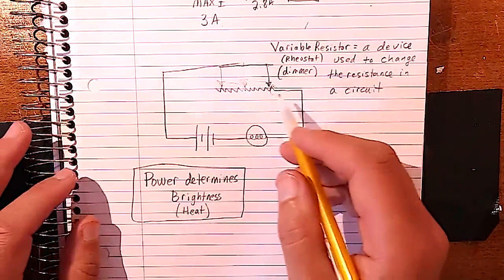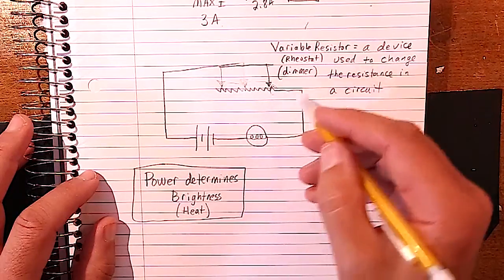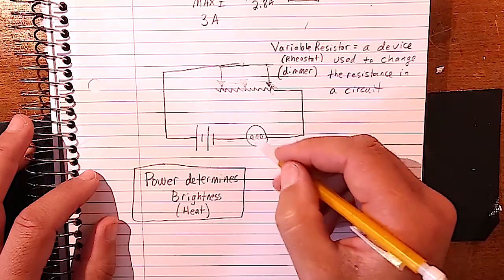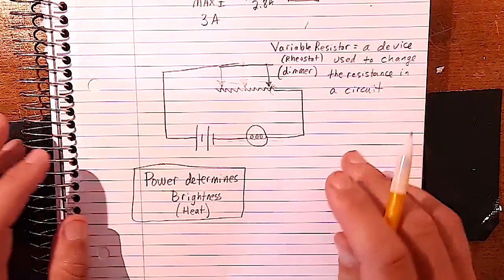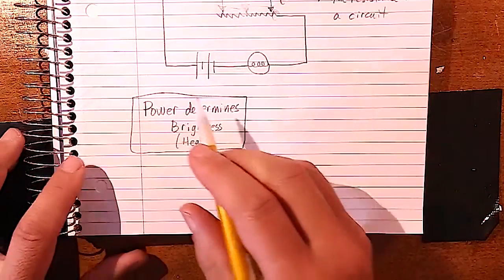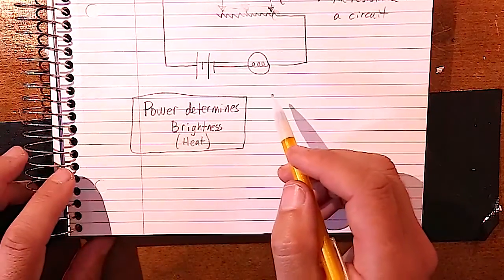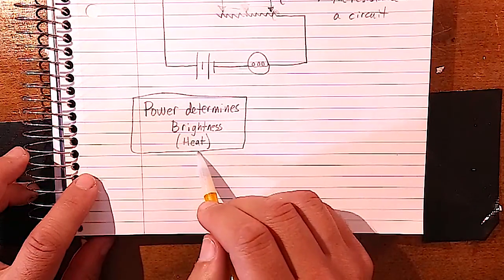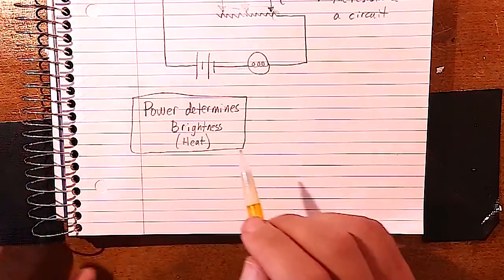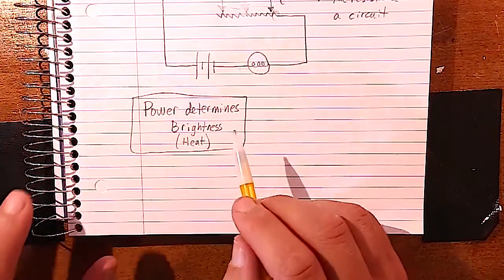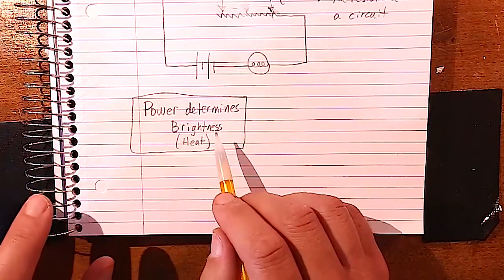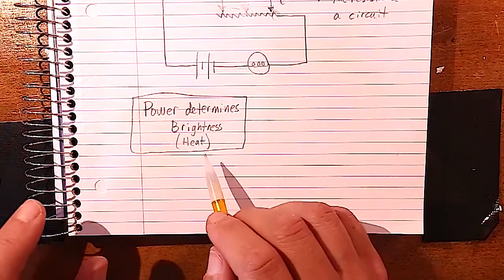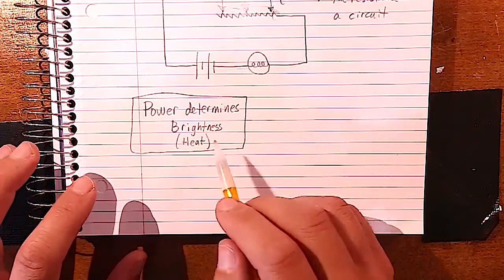Well, think about this. If we decrease the resistance, that allows more current to flow, so the light bulb will start to glow brighter. So you need to know this, and this is important, and you just have to memorize it, that power determines the brightness or the heat. So it's not current by itself. In a series circuit, it is current, but it's the power that determines how much the light bulb will glow and or how hot the element will get.